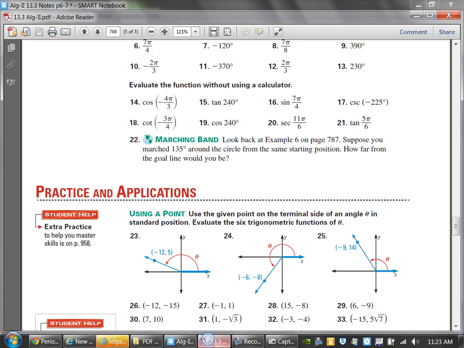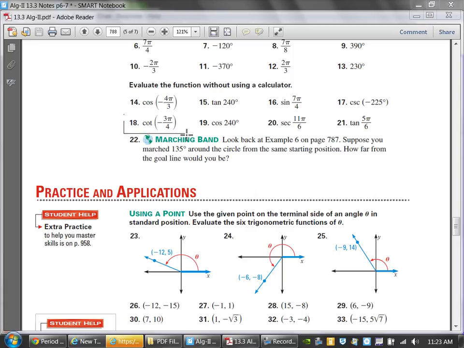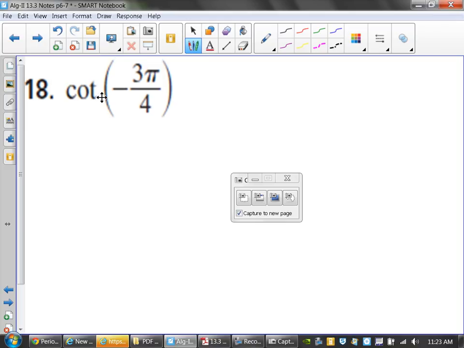Let's try another one. Let's try a cotangent. We haven't done one of these yet. Cotangent. The cotangent is the inverse of what trig function? Tangent. So in the back of my mind, I know that cotangent is going to equal x over y, because tangent is y over x.